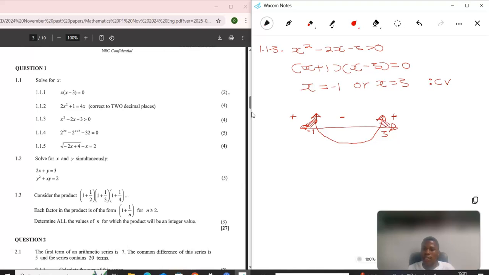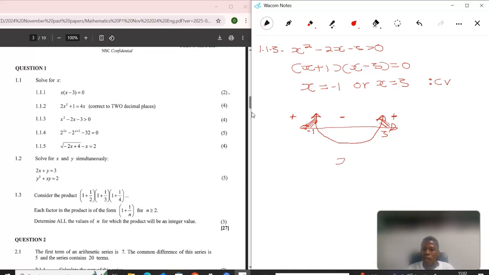You shade the sides which have positive signs, because your equation said x squared minus 2x minus 3 is greater than 0. It means your expression is what? Is positive. Something that is greater than 0 means it is positive. So we only deal with where there are positive signs. That's why you shade here and here.